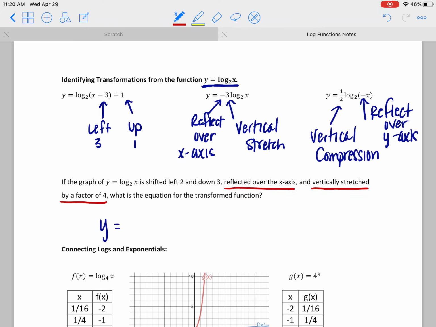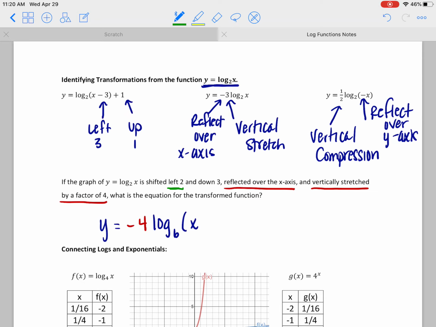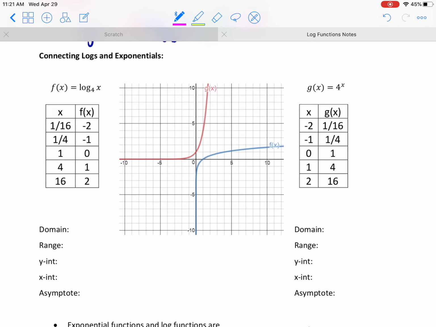So if I said take y equals log base 2 of x, shift it left 2, down 3, reflect it over the x-axis, and then stretch it by a factor of 4, then we would have y equal to, let's see, if we were going to stretch by a factor of 4 and reflect over the x-axis, then we would have a negative 4 in front for a, and we would still have our log base b of x. And then if we're going to go to the left 2, we're going to have to put a plus 2 in there. And then if we want to go down 3, we're going to have to put a minus 3 afterward. And all of that could be confirmed with Desmos, okay? So same transformation rules we've talked about.